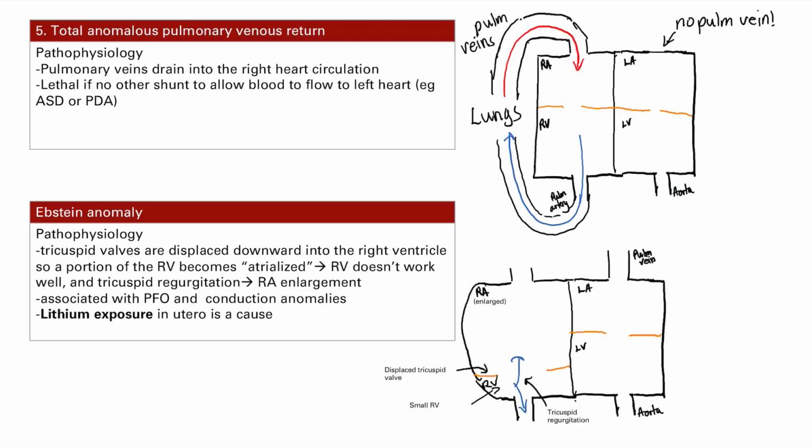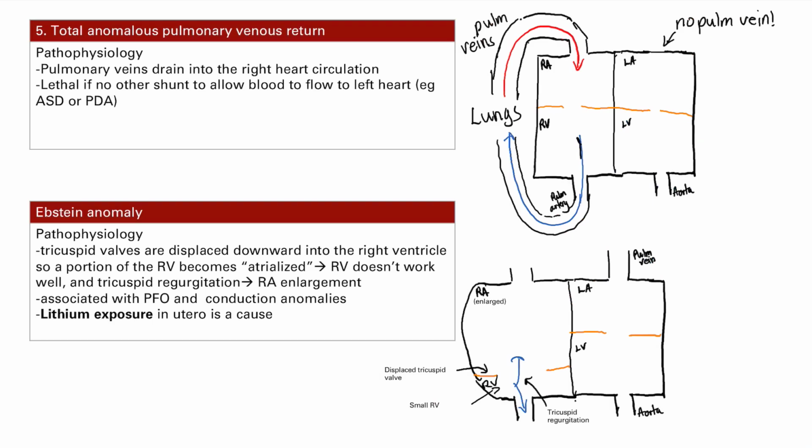So that's it. Now the next, number 5, is total anomalous pulmonary venous return. This is a problem where your pulmonary veins drain into the right heart circulation. And that's a problem because normally your pulmonary veins drain into your left atrium. So again, it's a loop where your oxygenated blood goes nowhere. It just keeps going in and out of the lungs, back to the right ventricle, and back to the lungs. So this can be lethal if there's no shunt that allows that oxygenated blood to flow to the left heart.